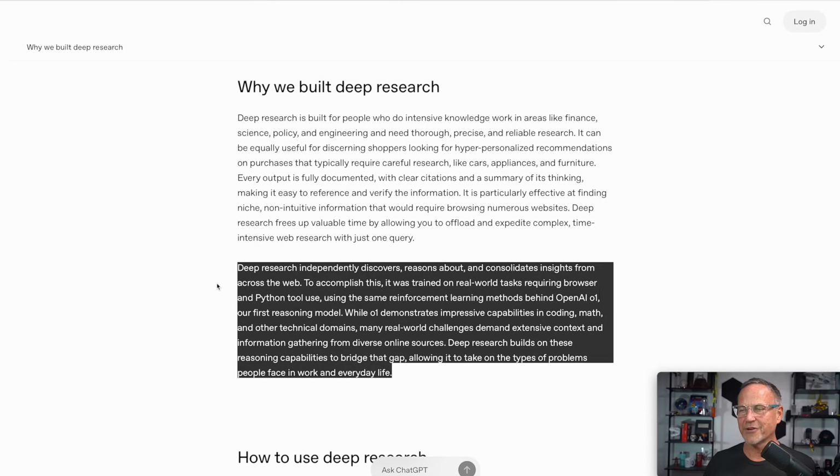So how does it work in more detail? Deep Research independently discovers, reasons about, and consolidates insights from across the web. To accomplish this, it was trained on real-world tasks requiring browser and Python tool use. So in other words, it's able to browse the web. It can also write Python code and I guess execute it as well, using the same reinforcement learning methods behind OpenAI o1, our first reasoning model.